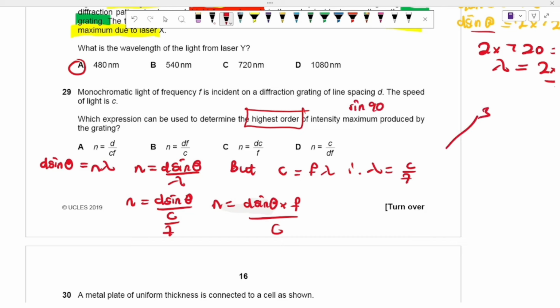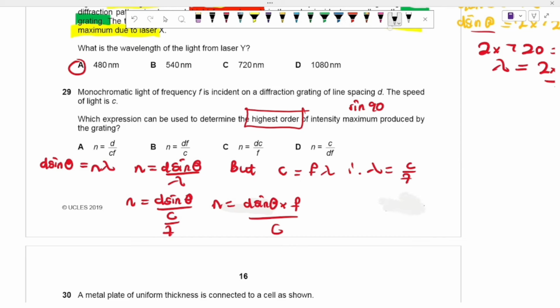But when, from the central fringe, theta is 90 degrees, that is the maximum that you can go. If you go like this, then you haven't diffracted, right? You have to go in, and then you measure relative to the central fringe. And the maximum you can go is when theta goes to 90. So we're going to have sine 90. That's going to be our maximum angle for us to get the highest order of diffraction that is possible. I hope that makes sense, guys.